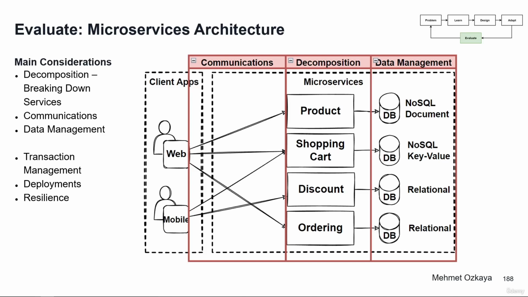So we will start with the first consideration, which is decomposition, breaking down microservices. The question is how to decompose and break down the application into microservices, where these product, shopping cart, discount, and ordering microservices come from, and how we can decide the decomposition and breaking down in this way.